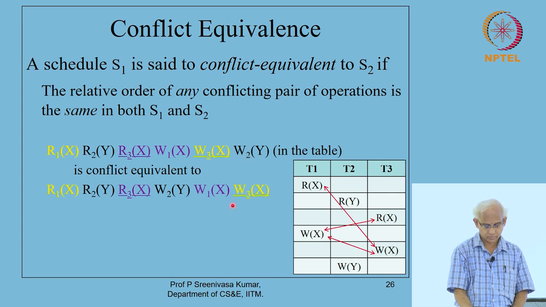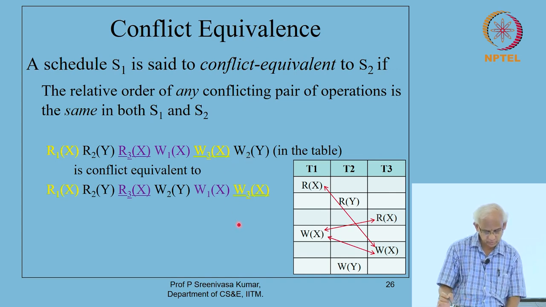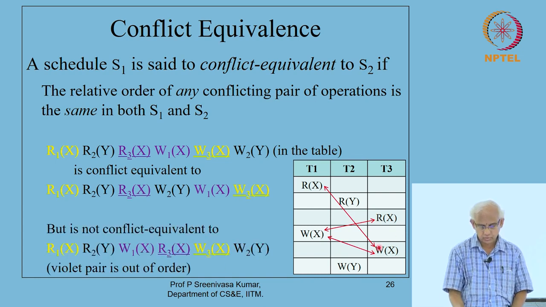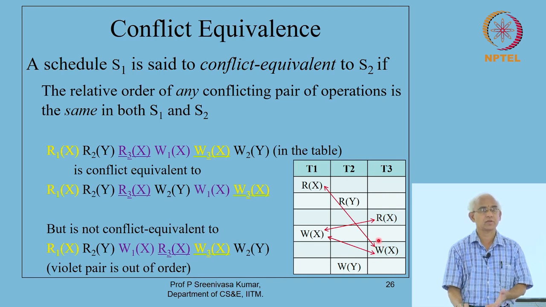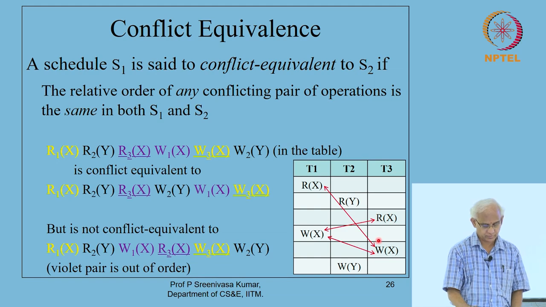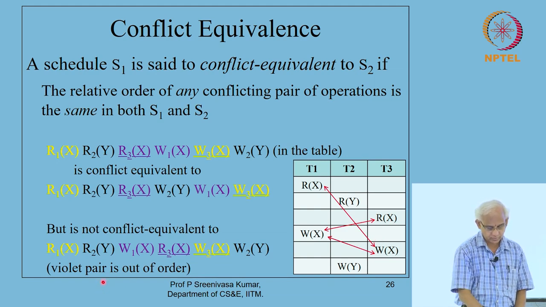Now, if you do something similar, but change the order among these conflicting pairs of operations, obviously you will not have conflict equivalence. So now I have done something like this. I simply swapped.